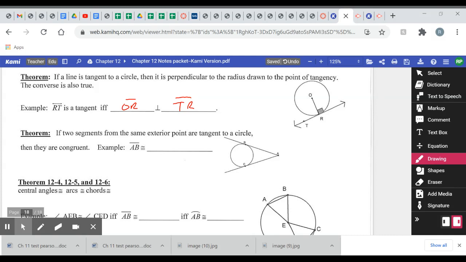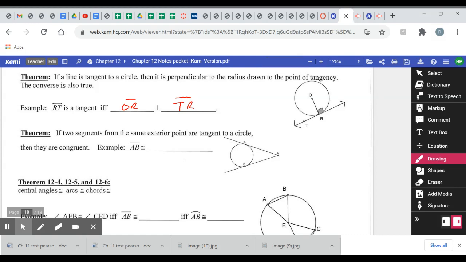So again, RT is a tangent line, meaning it skims by the circle, touches the circle in one point, and forms a right angle with the radius. And that's going to happen if the radius OR and TR are perpendicular to each other. And again, the if and only if means that statement works both ways. The converse is also true.